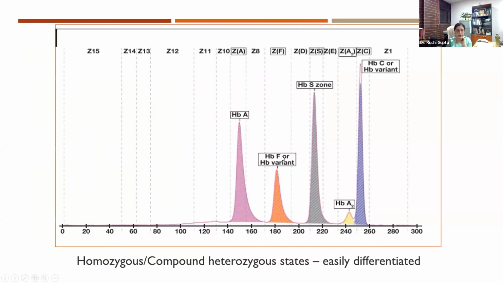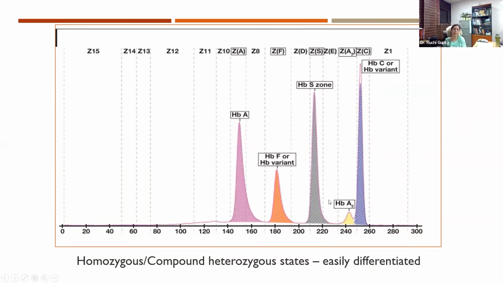Again, here we have F in zone 7. Then we have a zone for HbS. We have a zone for HbC. Here, one of the very good advantages of this system is that it gives you a discrimination between A2 and E, because both A2 and E are eluted in different zones, as you can see over here. So this is zone 3 for A2 and zone 4 for HbE.